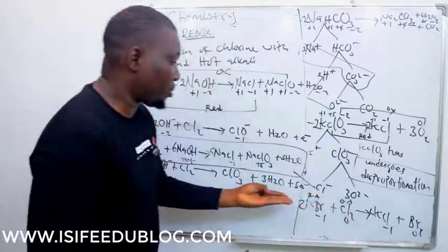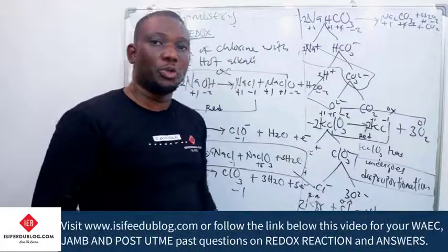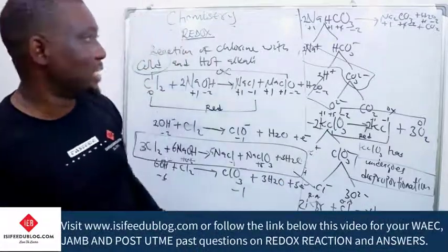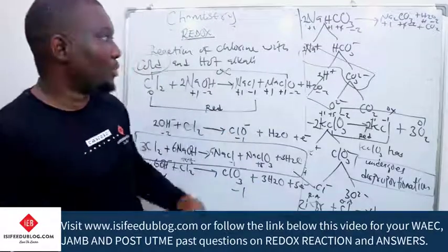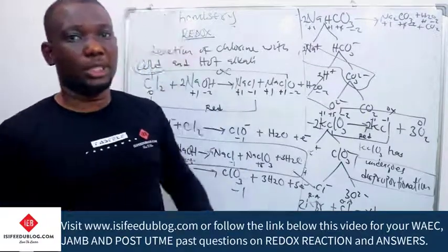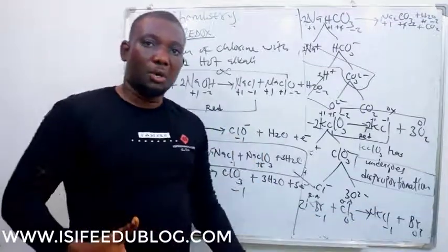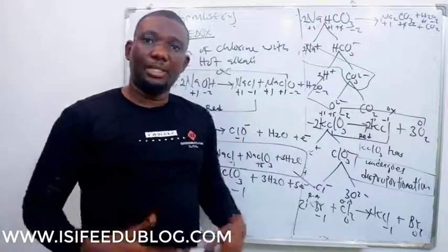The only way we have disproportionation is when one substance is acting as both oxidizing and reducing agent at the same time. If you want more questions on this, we have solved a couple of these questions in JAM past questions and GCE; several questions on this have been solved. So you go to the link and see more of this.